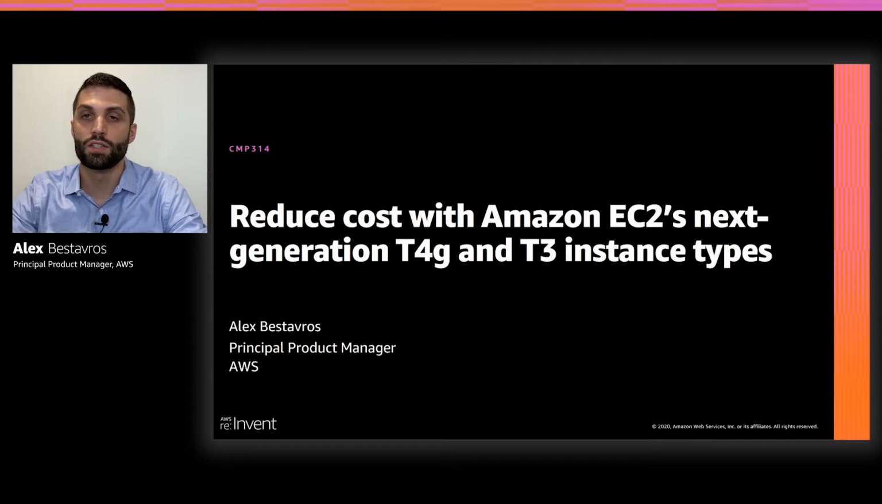I work in our EC2 Elastic Compute Cloud group on our infrastructure instance types. Today we're going to be talking about reducing cost with our next generation T4g and our current generation T3 instance types.